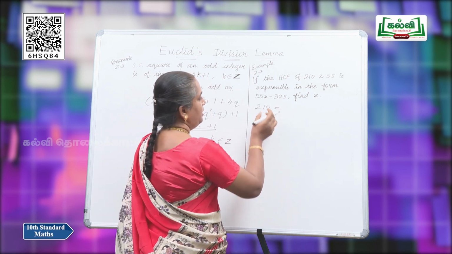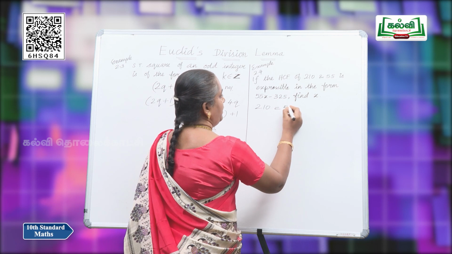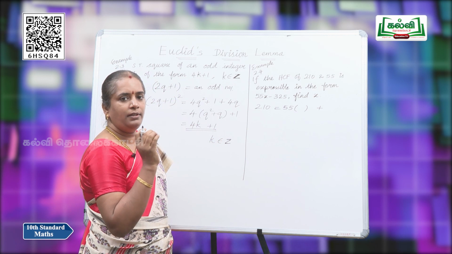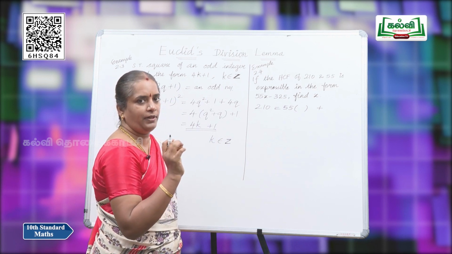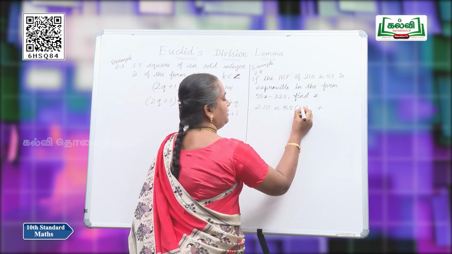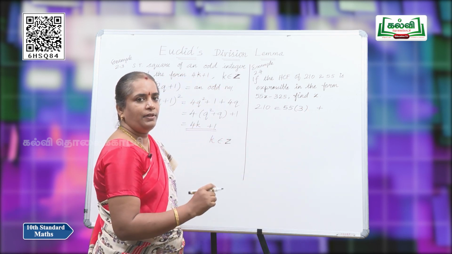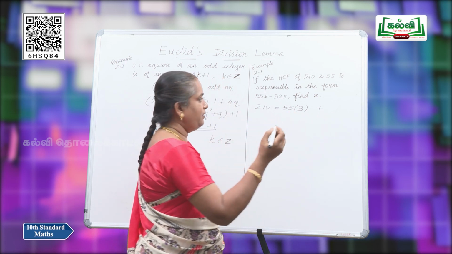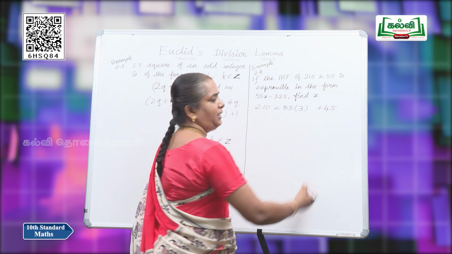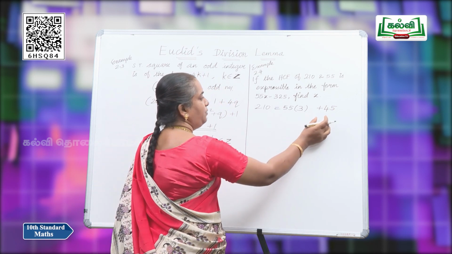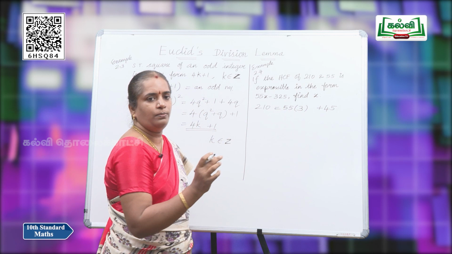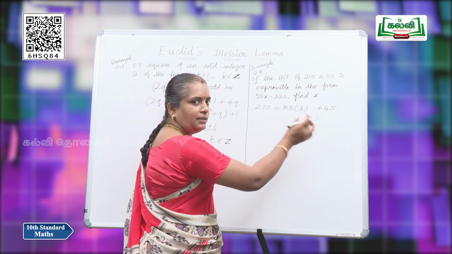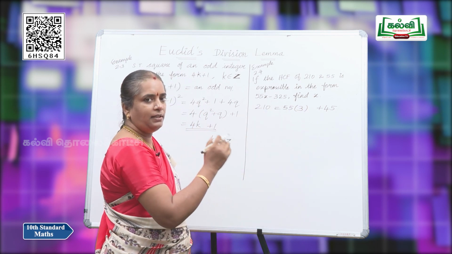So, it can be written as 210 is equal to 55 into some number plus r. How many times we are going to divide 210 by 55? We know that it is 3 times. So, 3 into 55 is 165. So, yes, 45 remains. So, 45 is the remainder, and then we have to see whether the remainder is 0. No, it is not 0. So, we have to take the divisor and the remainder and apply the algorithm.